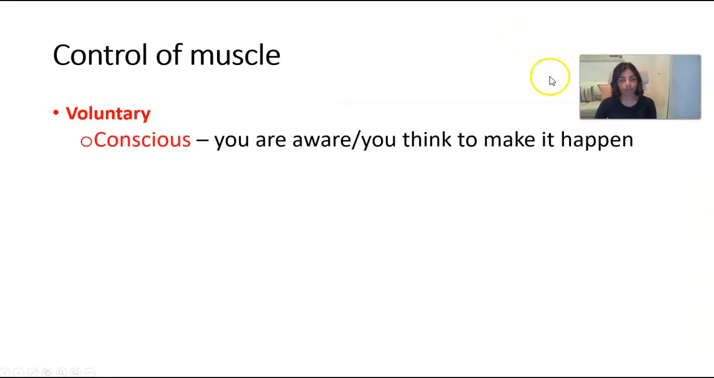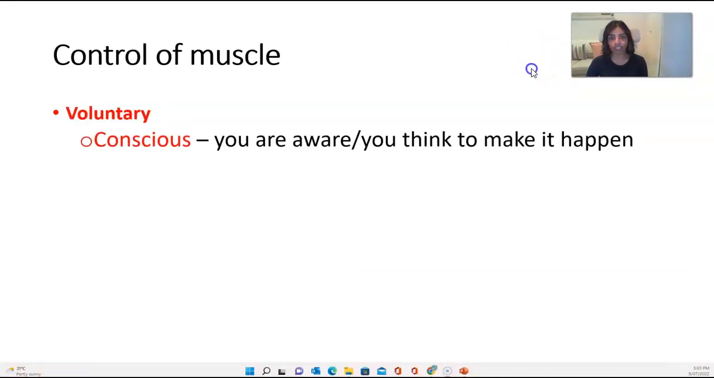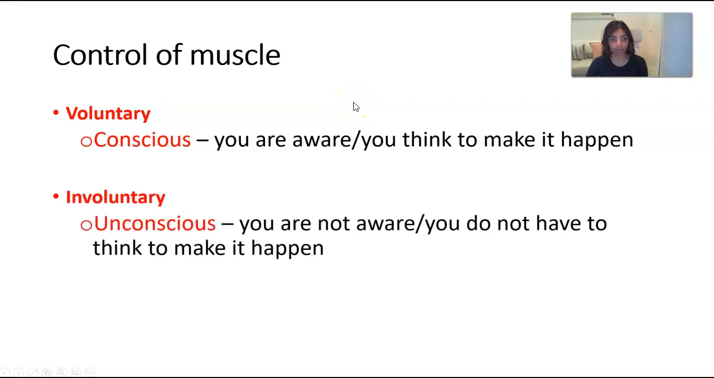Now, the control of muscles, specifically skeletal muscles, is voluntary. And that means that we are consciously aware of what we're doing, and we use our brains, the conscious part of our brain, to think about how we're going to get our bodies to move in space. The other type of muscle control is involuntary, and again, this means that we are not using our conscious brain to make decisions about what we're doing. It's all happening without us thinking about it.